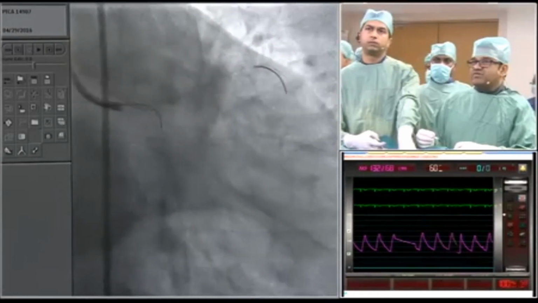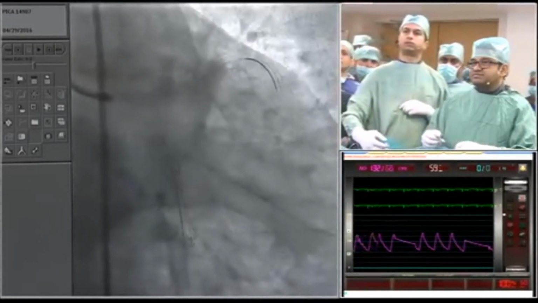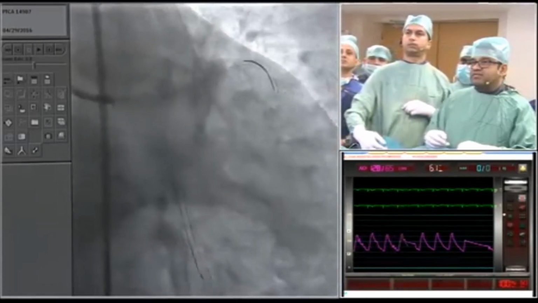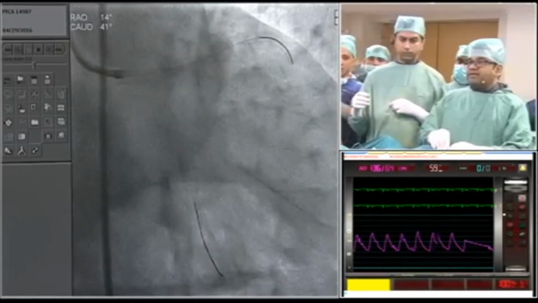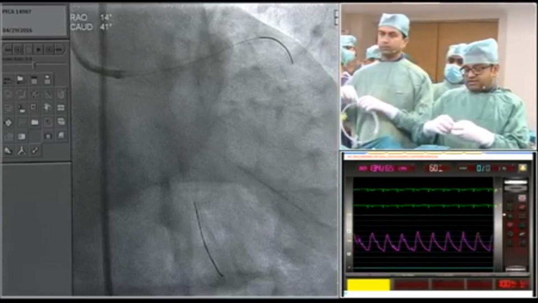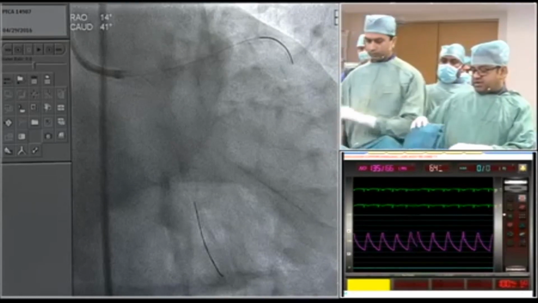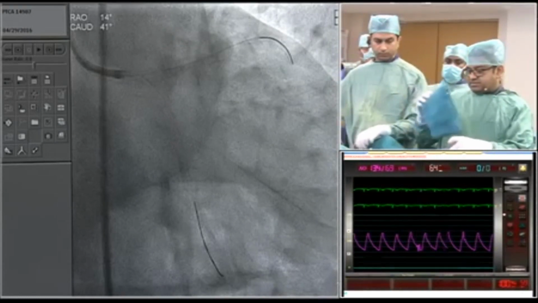But we will do a first POT and then see how it goes. Do you try to pass through the distal cell, closer to the carina, or just the first cell you get through? Yes, we tried that. It's always better to go through the distal cell.